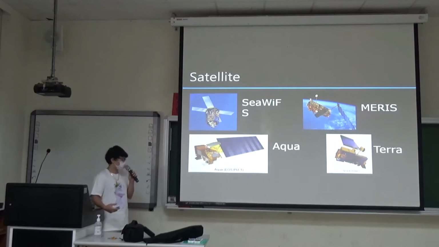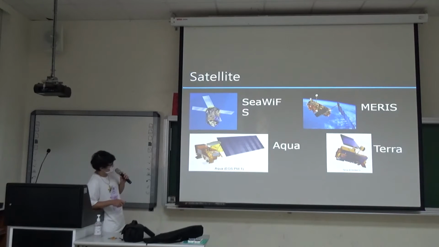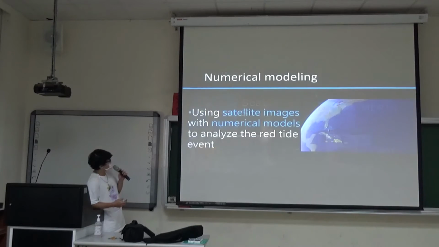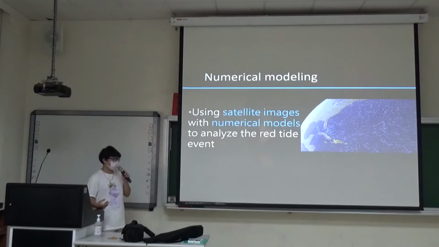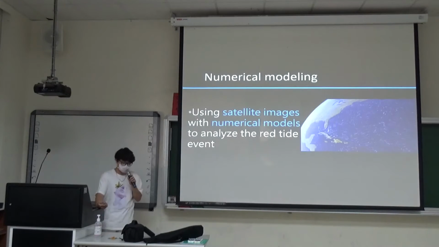And here are 4 kinds of satellites we use to get the data we need: the SeaWiFS, MERIS, Aqua, and the Terra. By using satellite images with numerical models, we are able to analyze the red tide event.